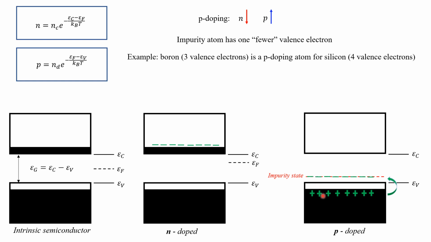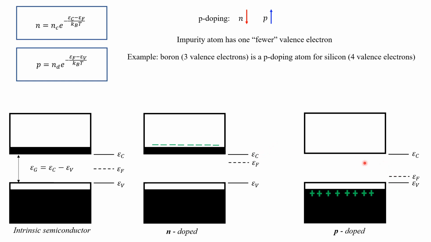But since each of these electrons left behind a hole, left behind an unoccupied orbital in the valence band, p-doping increases the concentration of holes. And of course, it also lowers the Fermi level. If this parameter increases, that means that this parameter has to lower. And if this parameter lowered, that means this parameter decreases. So p-doping increases p, reduces n, and the Fermi level is lowered.